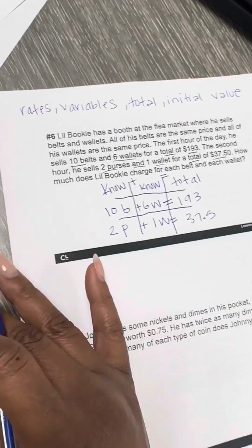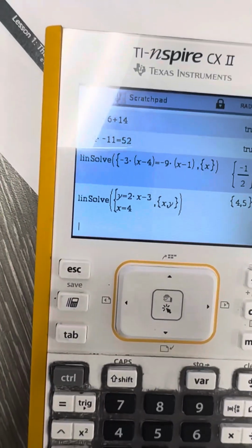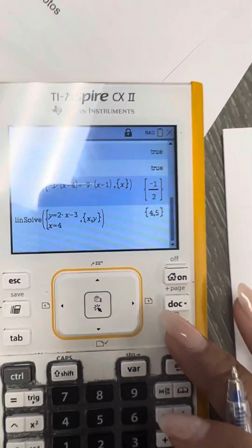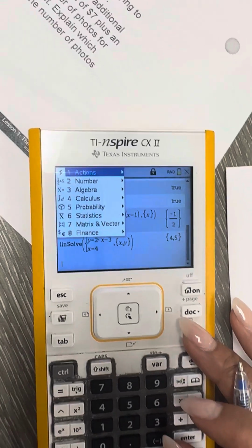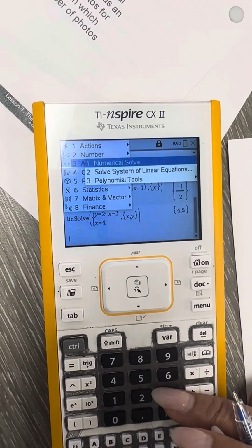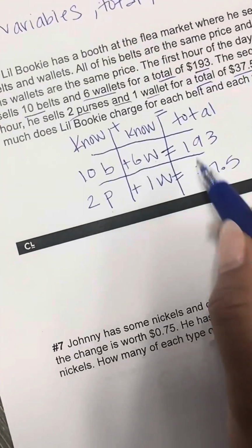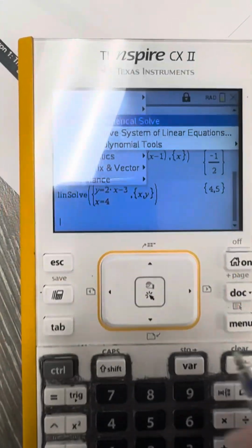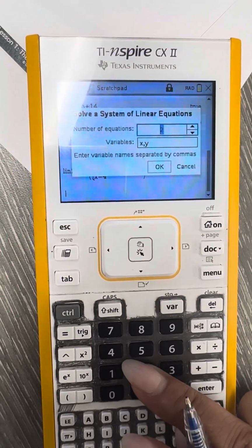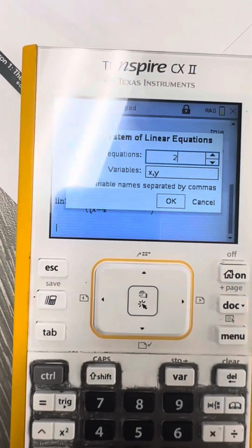You can do it by substitution, which is a different video, or if you have a nice graphing calculator, go ahead and put it in LinSolve: menu, algebra 3, systems. It's a system. There are 2 equations, 2 equal signs. So systems of equations, number 2.